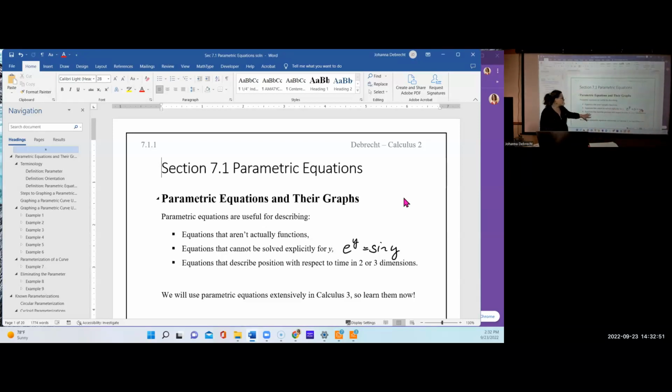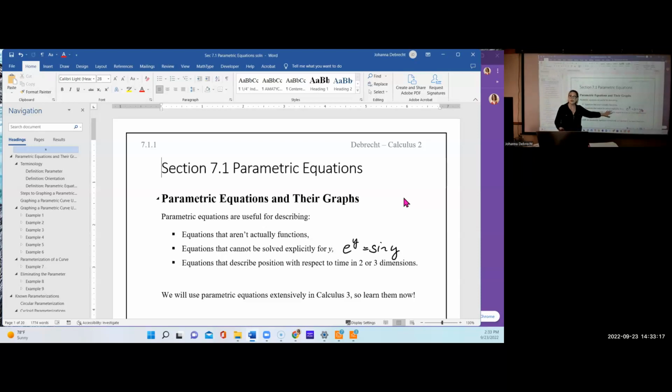It's also good for equations describing position with respect to time in either 2 or 3 dimensions, which of course is the space in which we live. 2 dimensions means a flat 2-dimensional space like the XY plane, and 3 dimensions, well, that's the world we live in, right? The XYZ coordinate system. So parametrics are ideal for describing these.